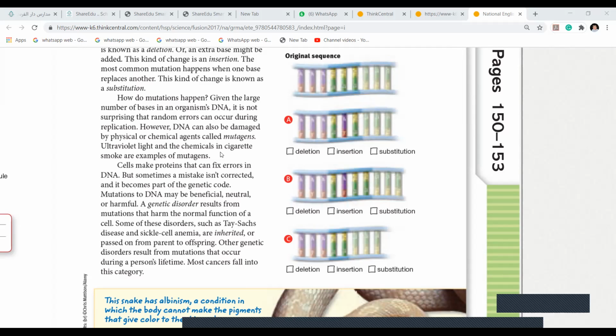So girls, that's why DNA can be damaged by those mutagens. Mutagens include UV rays and some chemicals in cigarettes. People who smoke cigarettes can get problems with their DNA.